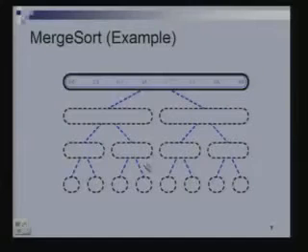Right. So, that is merge. Now, let us look at an example for merge sort. This is my sequence. As you can see, it is not sorted, an 8 element sequence.